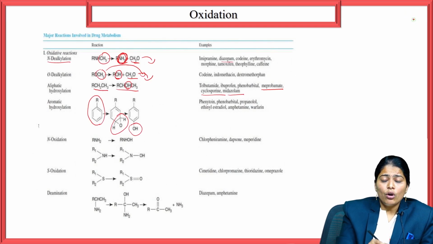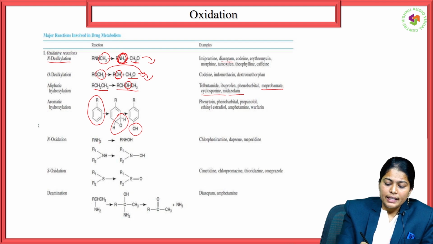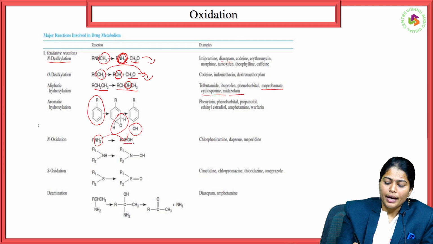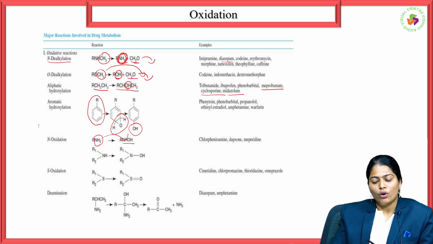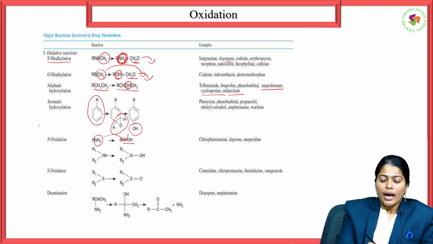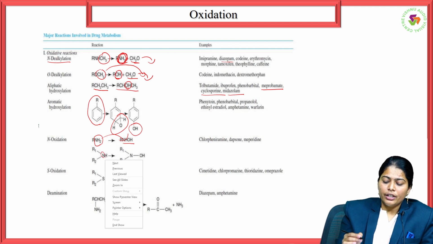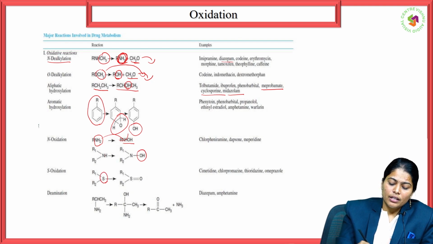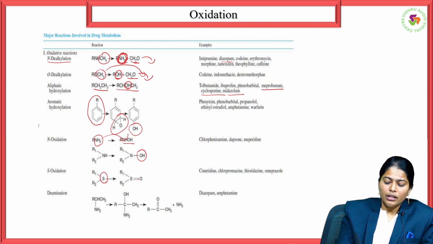So next, N-oxidation. See here, the nitro group undergoes oxidation and forms NHOH, which is a water soluble component. N-oxidation means the nitro group is converted into a water soluble group, meaning the OH is attached to the nitro group. S-oxidation means the sulfur undergoes reaction and forms an oxide group.